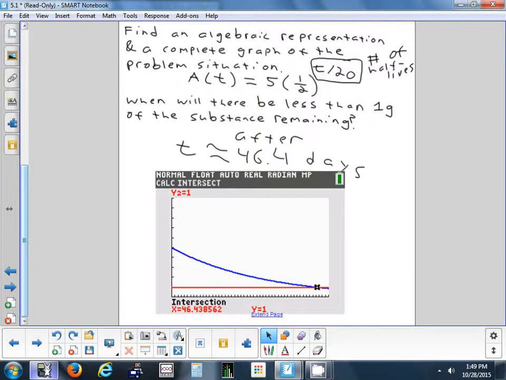Will the amount of material I have ever reach 0? No. That's the problem with radioactive stuff. It never really completely goes away. It'll get smaller and smaller and smaller, but there's always a little bit left. Same idea with medications. A lot of times when you take a medication, it has a half-life. So there's always a little bit of medication left in your system at a certain point. And there's actually a lot of neat problems you can do related to pharmacy, if you're interested in that kind of stuff with half-life.